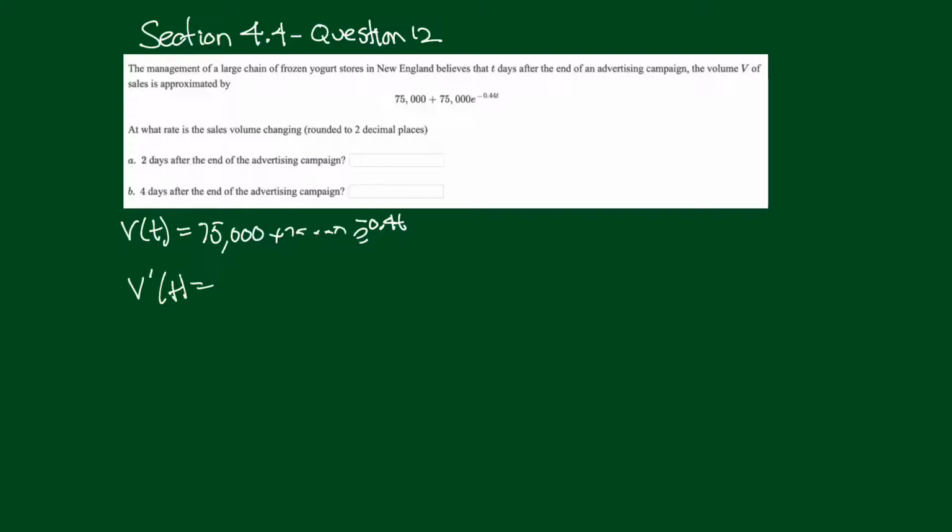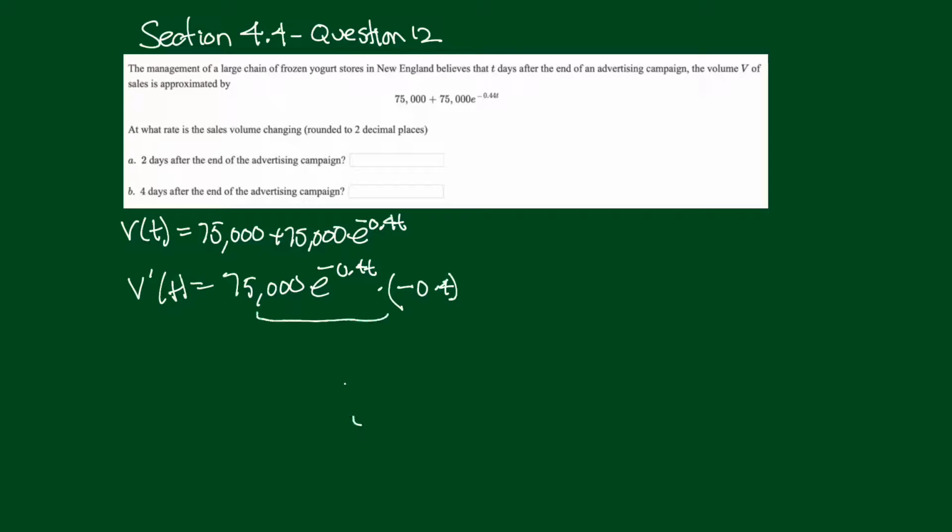So let's move to that one. So this is a constant times an exponential. So the constant's going to come along, 75,000. Now, this is an exponential. To differentiate an exponential is the function itself times the derivative of the exponent. So it's going to be e to the negative 0.4t times, okay, the derivative of the exponent, which is negative 0.4. So negative 0.4.